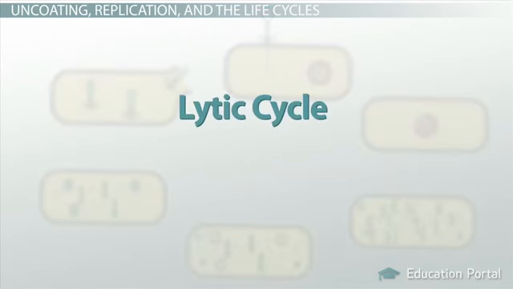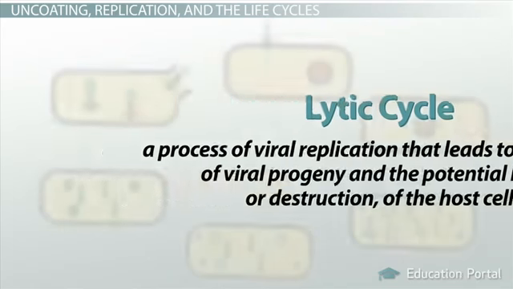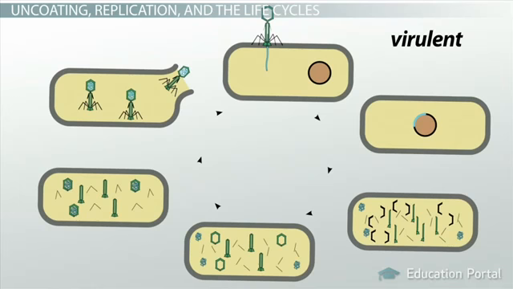This is called the lytic cycle and is a process of viral replication that leads to formation of viral progeny and the potential lysis or destruction of the host cell. Viruses that are in the lytic cycle are termed virulent as opposed to temperate. Animal viruses undergo the lytic cycle as well.